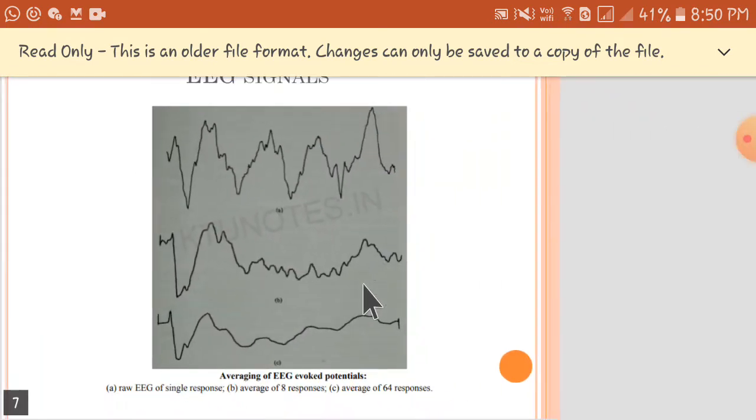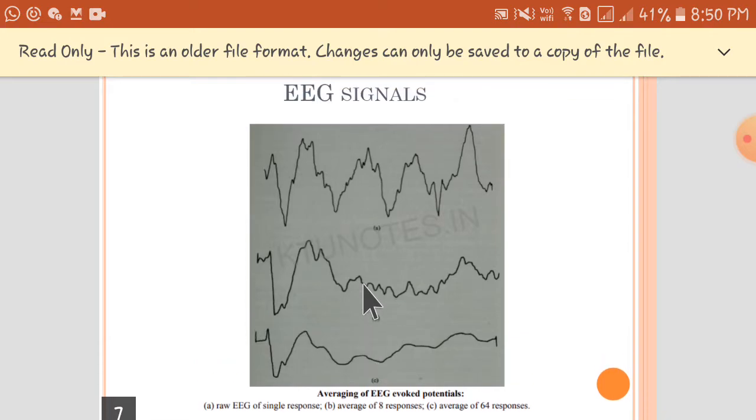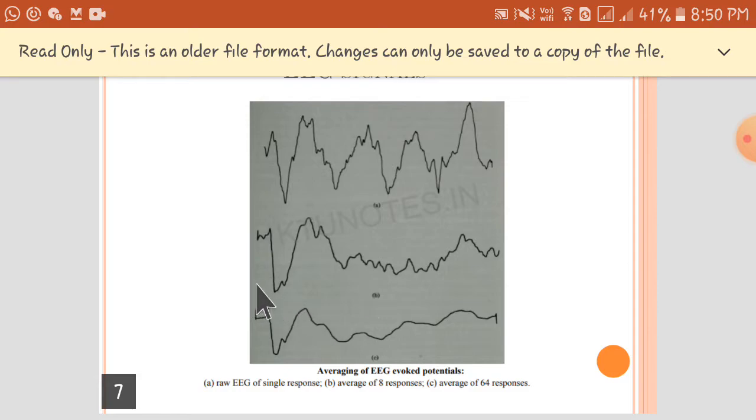Here is the example. The first one is a raw EEG signal, the second one is the averaging of 8 responses, and the third one is the averaging of 64 responses.